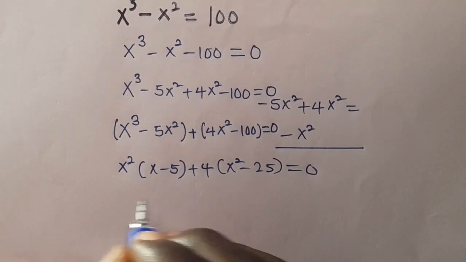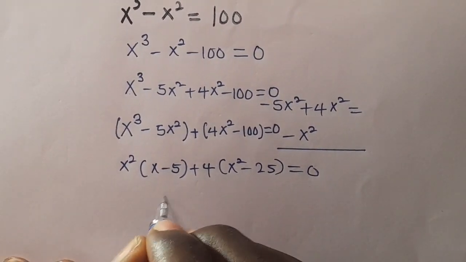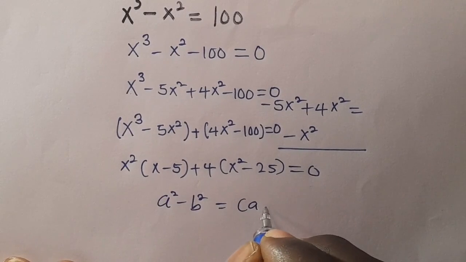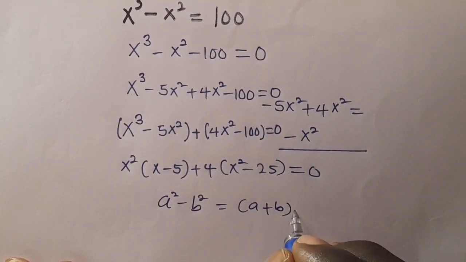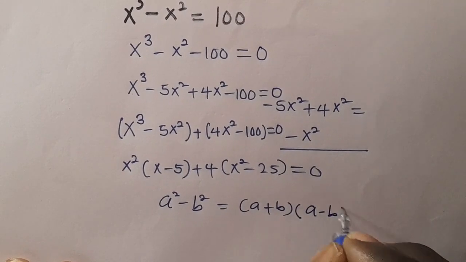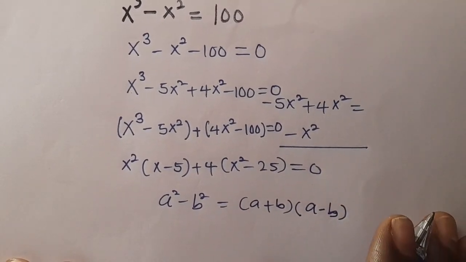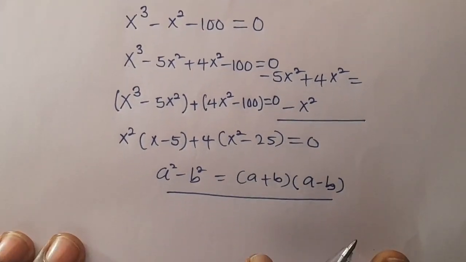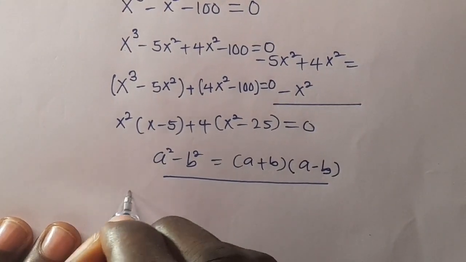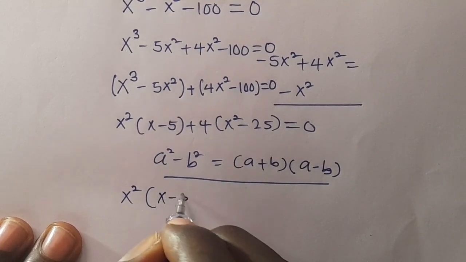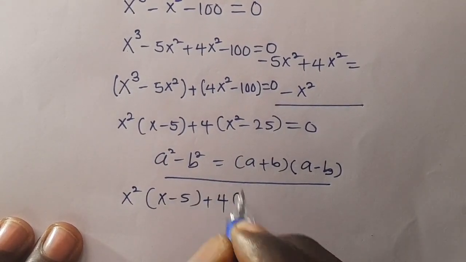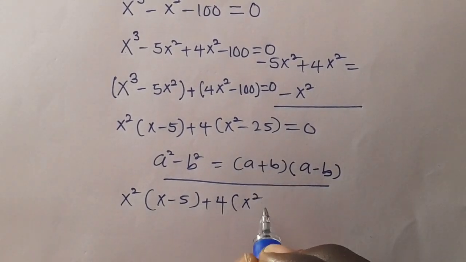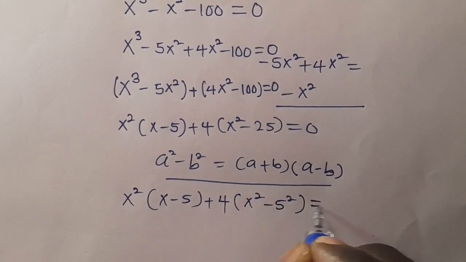So now guys, from here, you have to recall from the difference of two squares that when you have a squared minus b squared, this equals a plus b all in bracket multiplied by a minus b all in bracket. So let us apply this expression for this, because we have x squared into x minus 5 plus 4 into x squared minus 5 squared, since 25 can be represented as 5 raised to power 2. Then we have everything equal to 0.